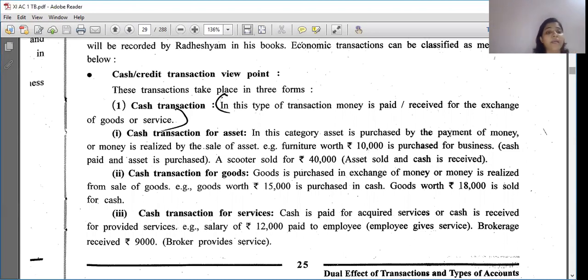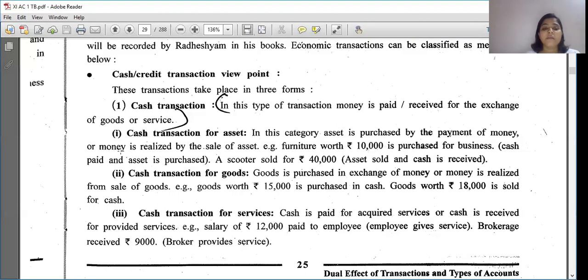Or suppose you are buying milk from any dairy. You are paying cash, and you are getting milk in return. The goods or services there. So this is a clear transaction of giving cash and receiving goods or service. But here you can see it is classified as cash transaction for asset, cash transaction for goods, and cash transaction for services. In this category, an asset is purchased by payment of money.